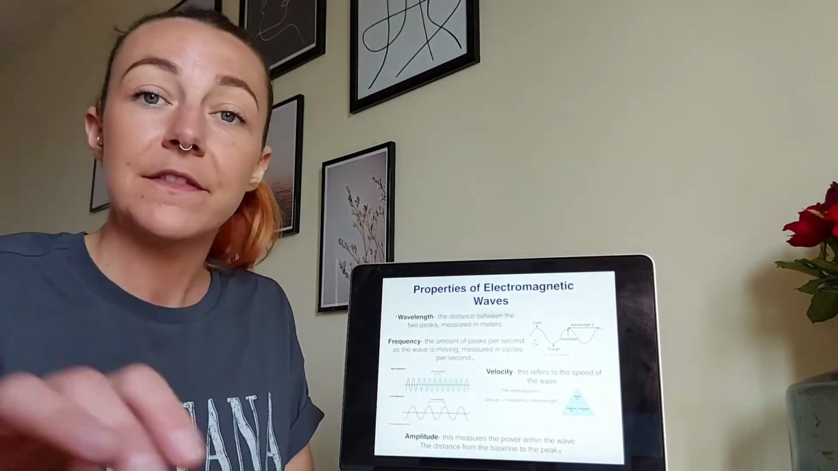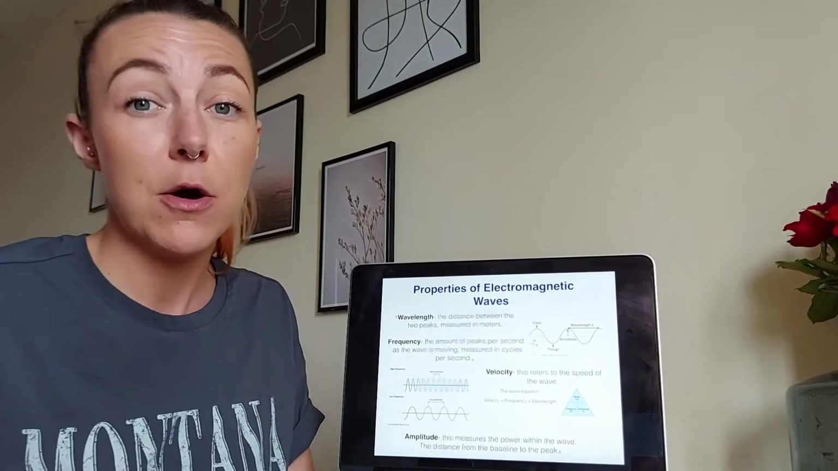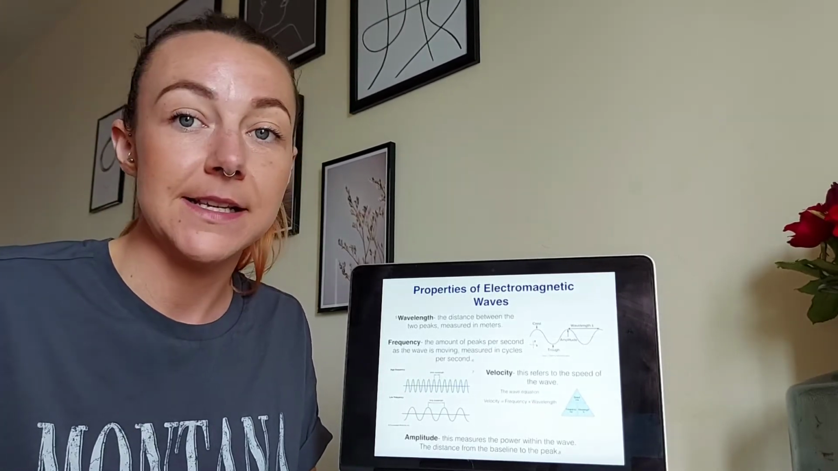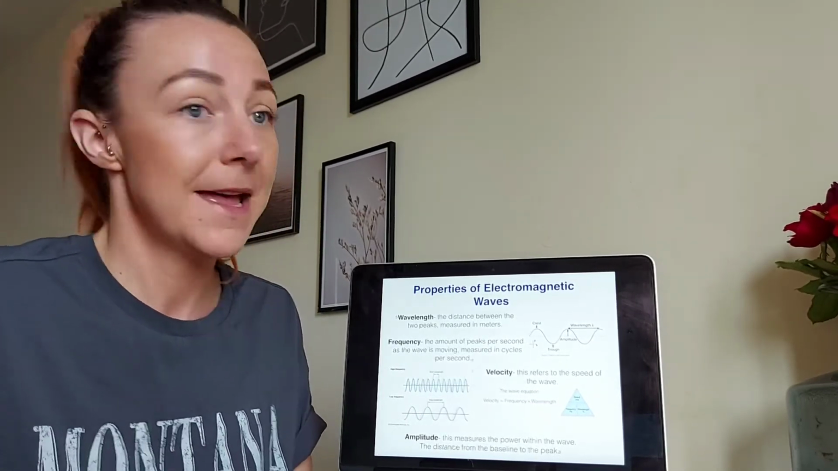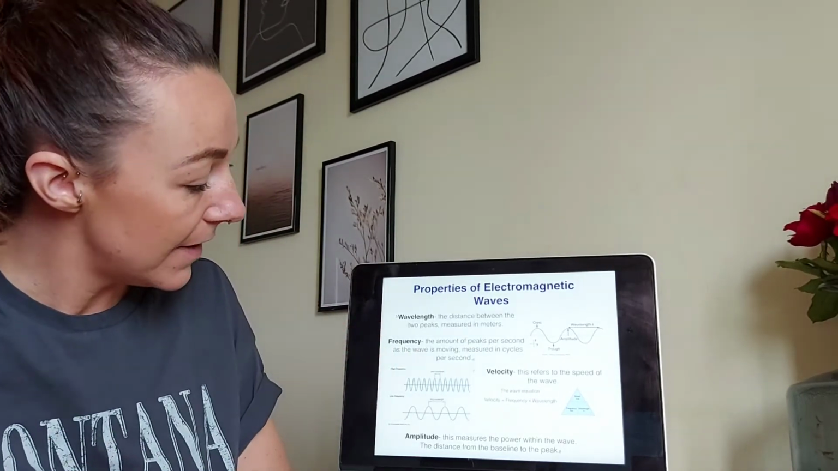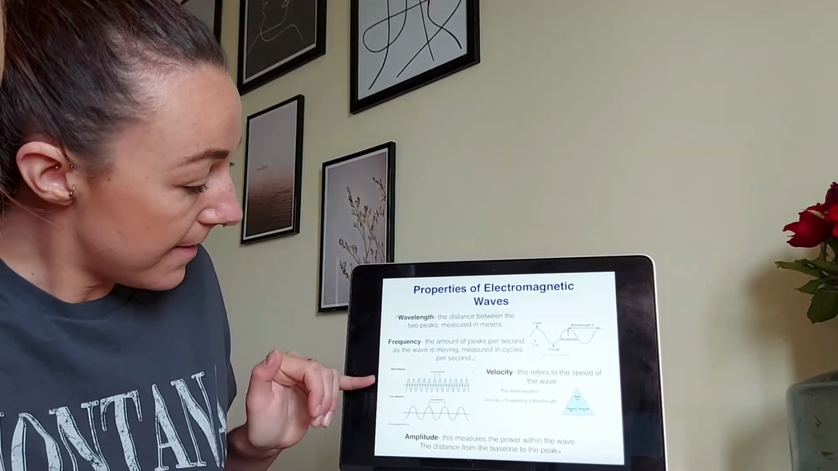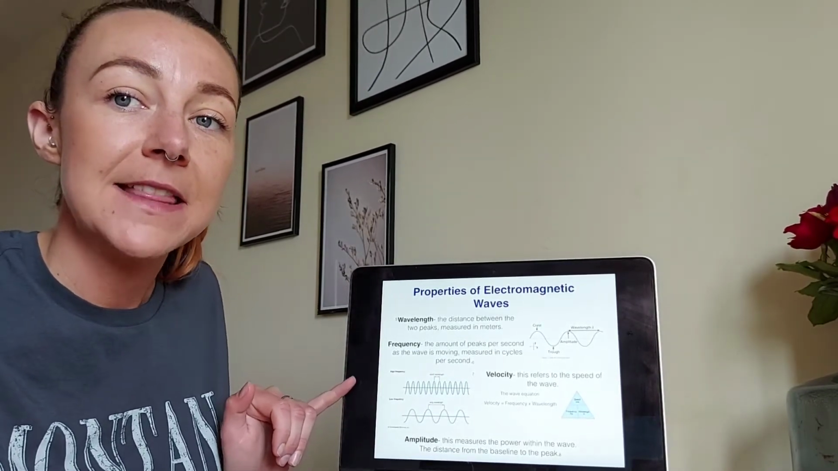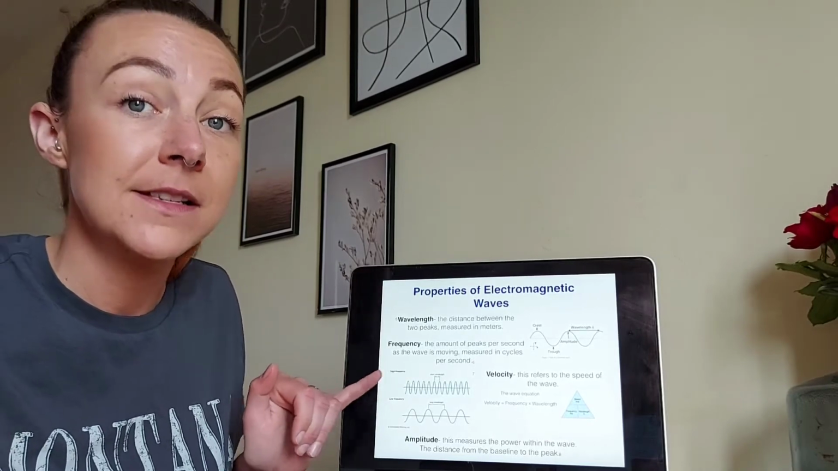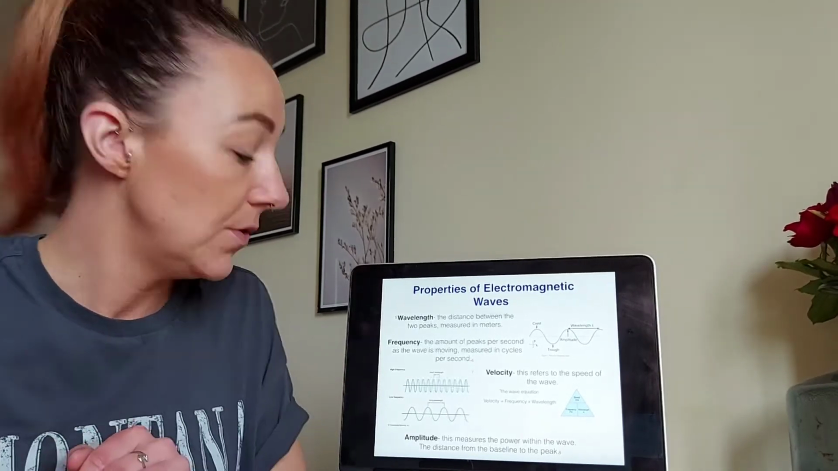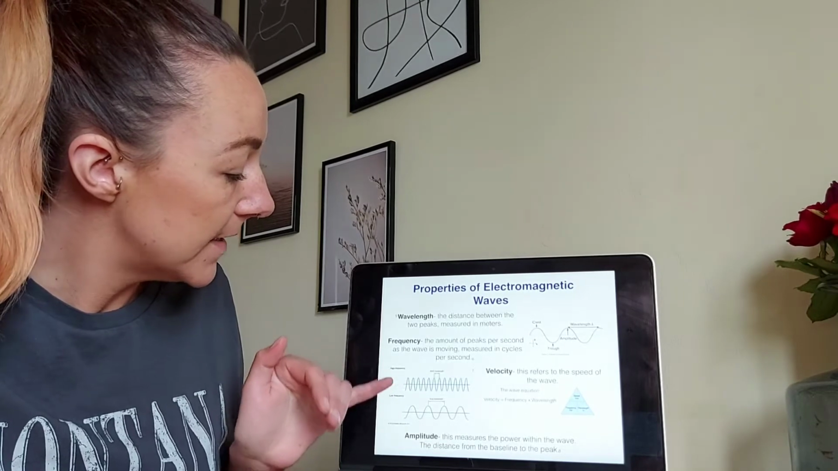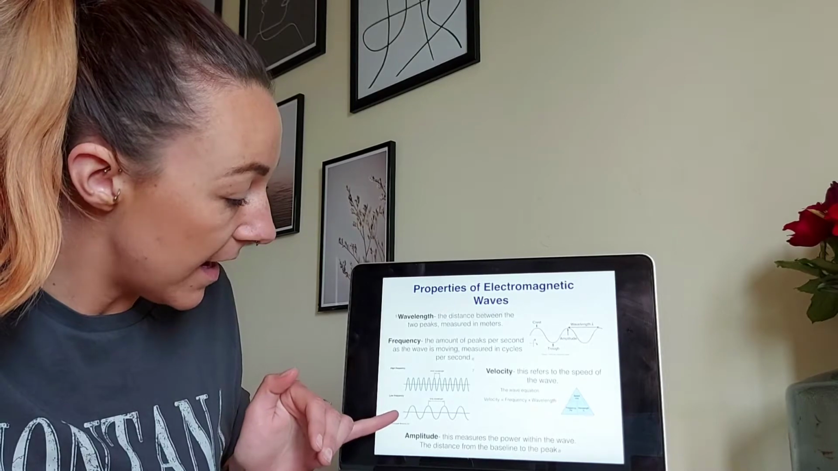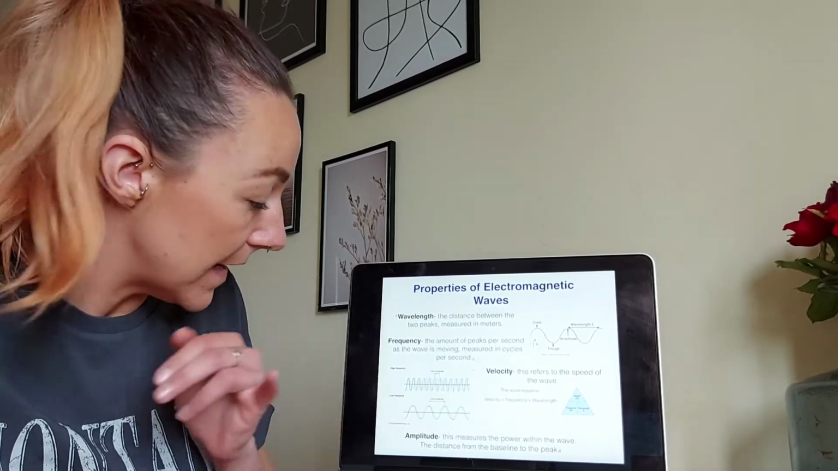And wavelength and frequency are inversely related. So when one of the values increases, the other decreases. So for example, when these two waves are travelling together at the same speed, they are inversely related. The wave with the shorter wavelength, which is this one, has the higher frequency, whereas the longer wavelength has the lower frequency.